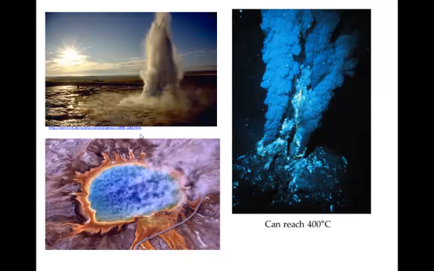Archaea have been found in geysers, they've been found in lava lakes, and they've been isolated and are continuously isolated from deep sea hydrothermal vents. When you consider that a hydrothermal vent can reach temperatures of 400 degrees Celsius, it's pretty staggering to think that any living cell could withstand that type of heat and that type of pressure. But Archaea are up to the task.